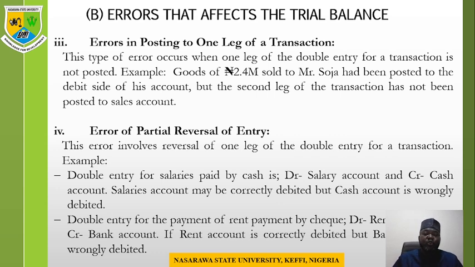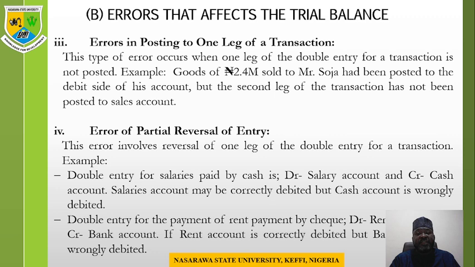Example, goods of 2,400,000 sold to Mr. Soldier had been posted to the debit side of his account, but the second leg of the transaction has not been posted to sales account. In accounting, if you sell goods to your customers, the two accounts involved are the customer's account, i.e. your debtor's account or accounts receivable account, and your sales account. Because the customer is receiving from you, you're supposed to debit the customer's account. And because you are giving out, you credit your sales account.